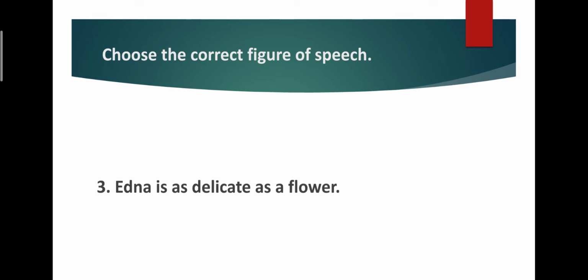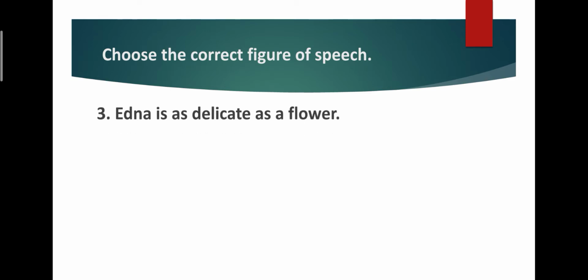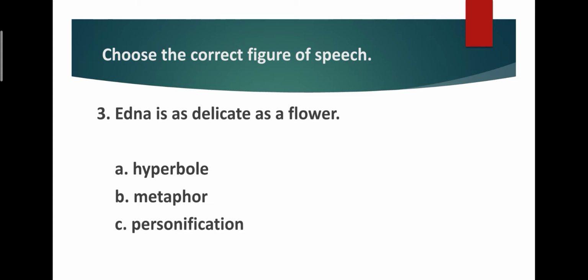Number 3. Edna is as delicate as a flower. Wow. Sayon ra kay ni. Very easy to understand. Edna is as delicate as a flower. Is this A, hyperbole? Letter B, metaphor. Letter C, personification. Letter D, simile.